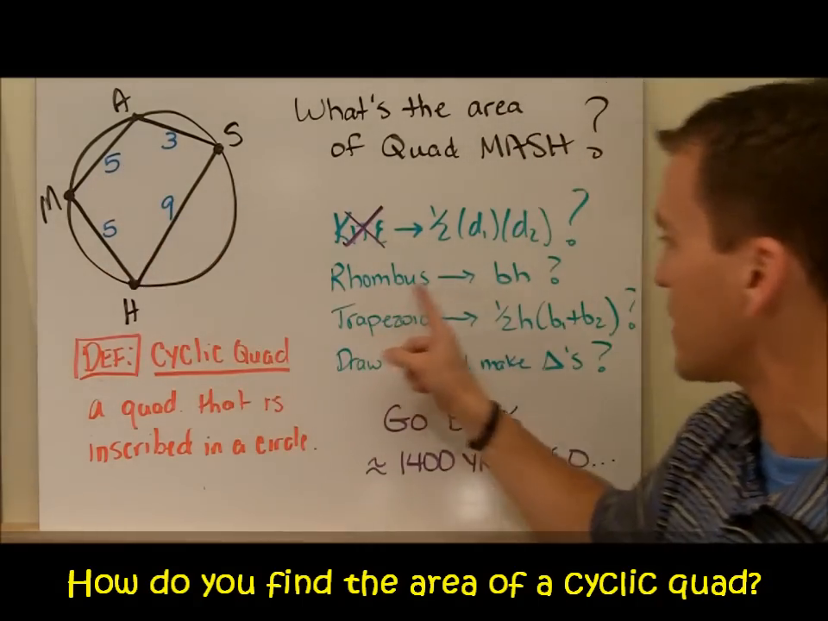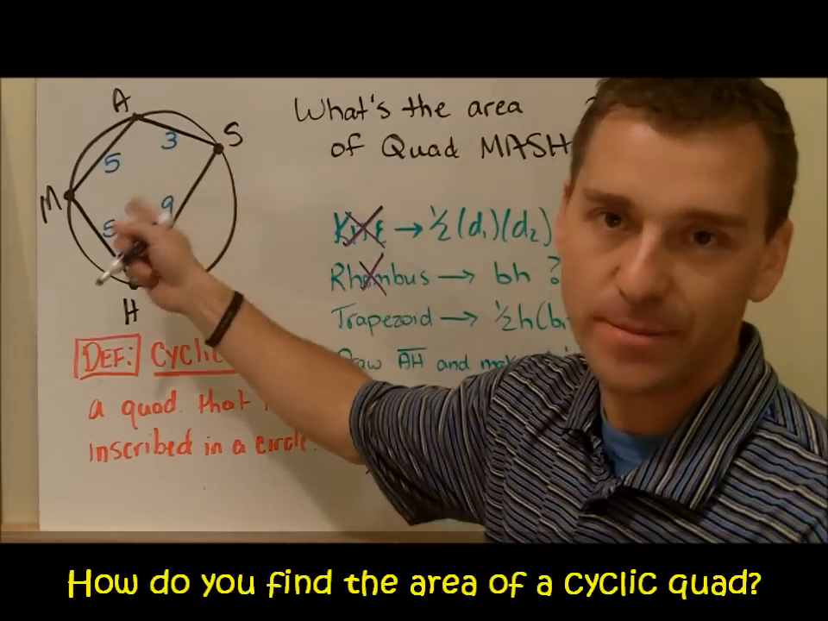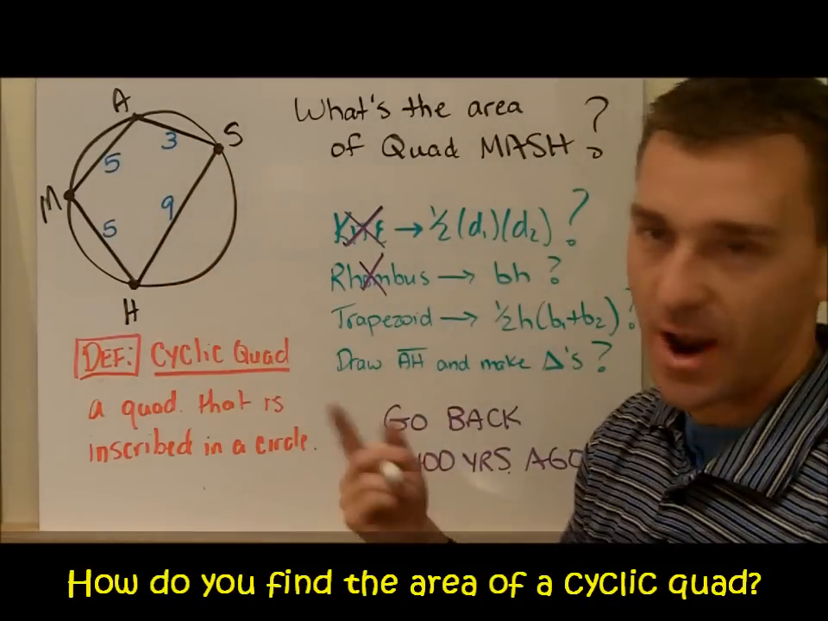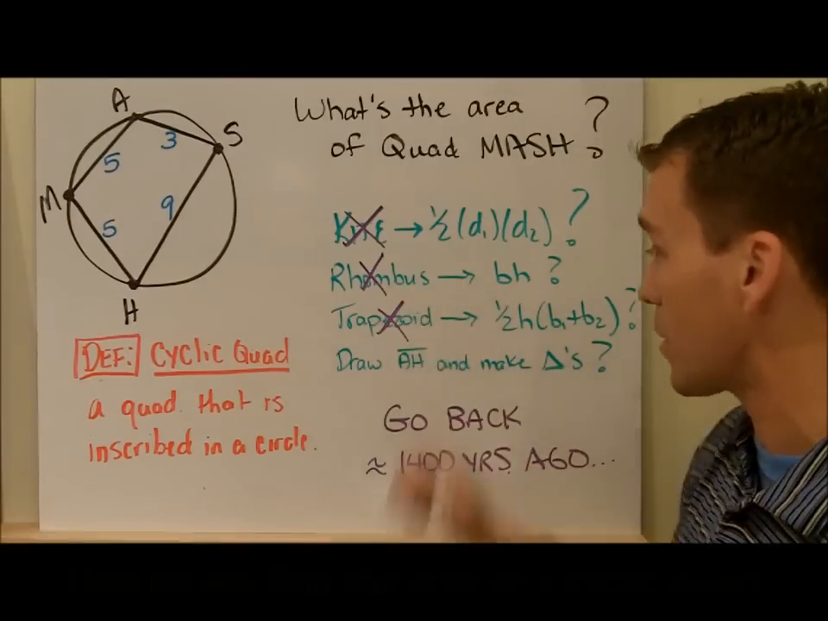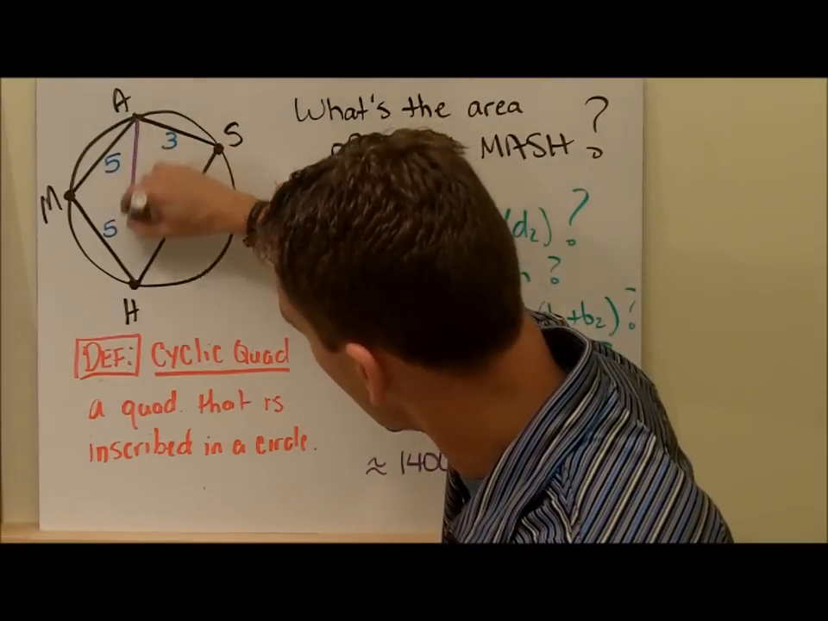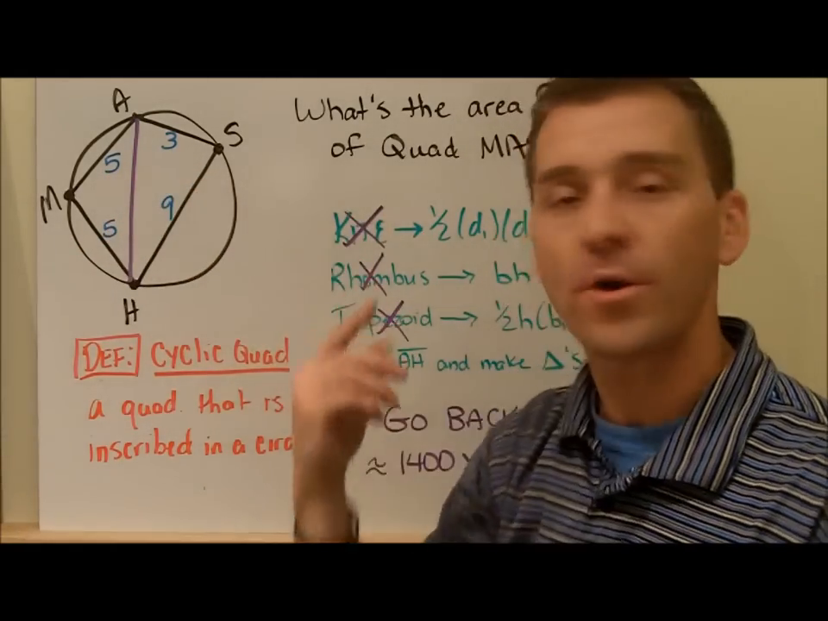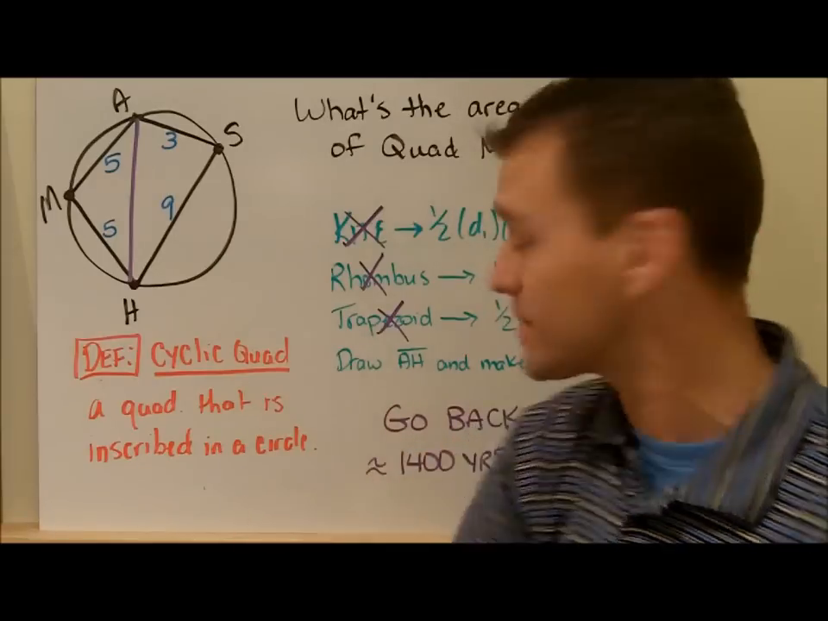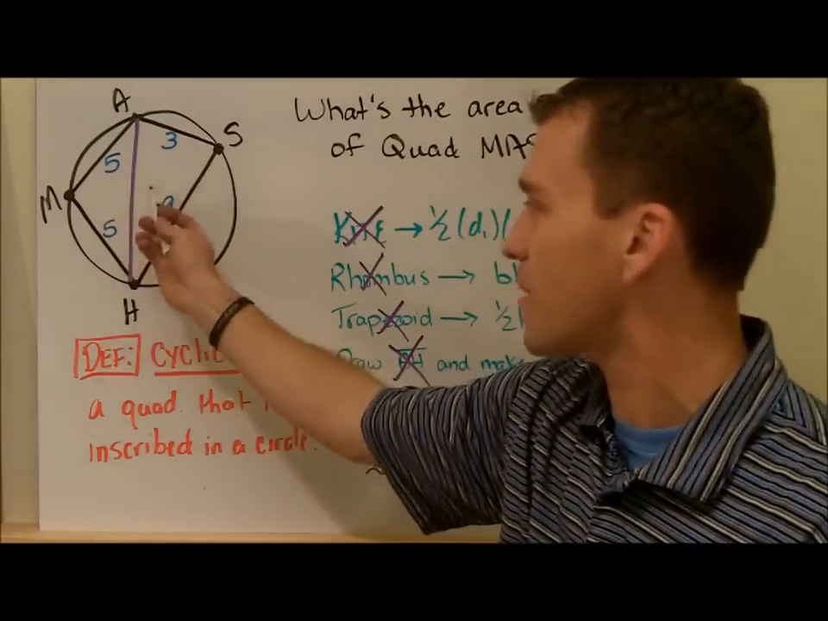Oh, I got it. Maybe it's a rhombus. I can use base times height. Nope, not a rhombus. Oh, I know, it's a trapezoid. Nope, can't use 1/2 height times the sum of the 2 bases. Oh, I got it. Why don't we draw AH here to here and create 2 triangles and find the area of that? Wonderful idea, good thinking. Problem is, nope, it doesn't work. There is no way to find the area of these two triangles.